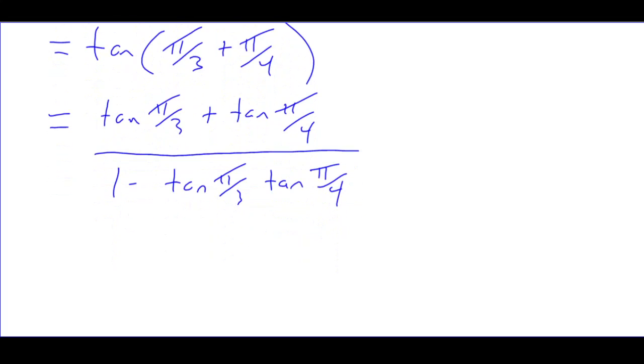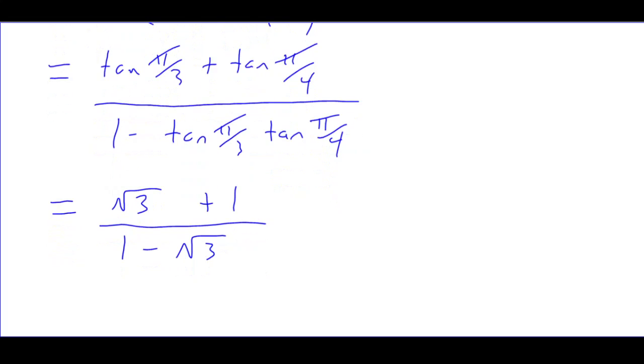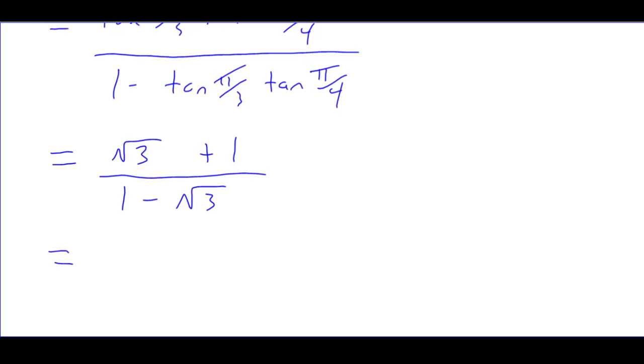Those are all values that we can find from our special triangles that we know. The tan of pi over 3 is the square root of 3. The tan of pi over 4 is 1. And that just gives us this right here: root 3 plus 1 divided by 1 minus root 3. Maybe you like the way it looks if you were to write that as 1 plus root 3 divided by 1 minus root 3. And that's a pretty good answer.